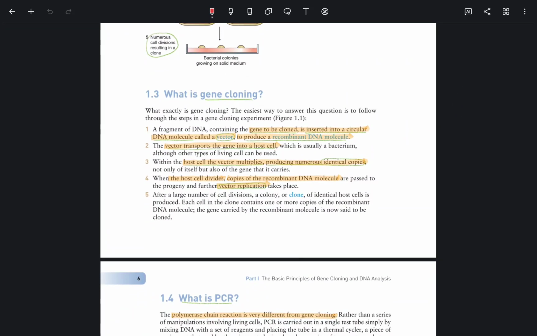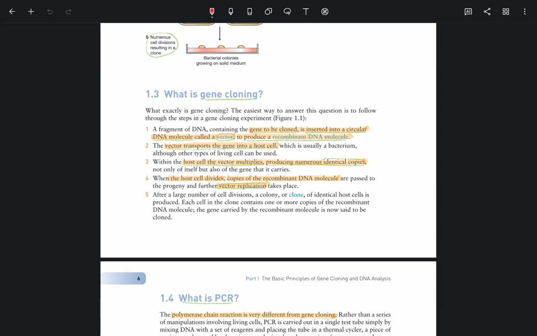What is gene cloning? What exactly is gene cloning? The easiest way to answer this question is to follow through the steps in gene cloning. A fragment of DNA containing the gene to be cloned is inserted into a circular DNA molecule called a vector to produce a recombinant DNA molecule. The vector transports the gene into a host cell, which is usually a bacterium, although other types of living cells can be used.